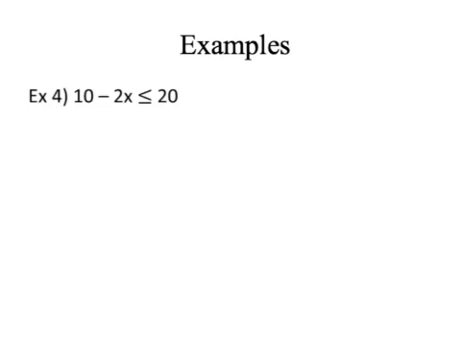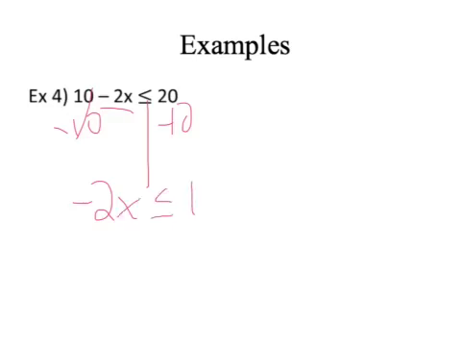Okay, last example. You want to subtract 10 from both sides. I'm left with negative 2x. If you look carefully, the 10's canceled out. I'm left with a minus sign in front of that 2x, so that makes it negative 2x. Then 20 minus 10 is 10. Divide both sides by negative 2. Since we're dividing by a negative, we have to flip the sign. 10 divided by negative 2 is negative 5.